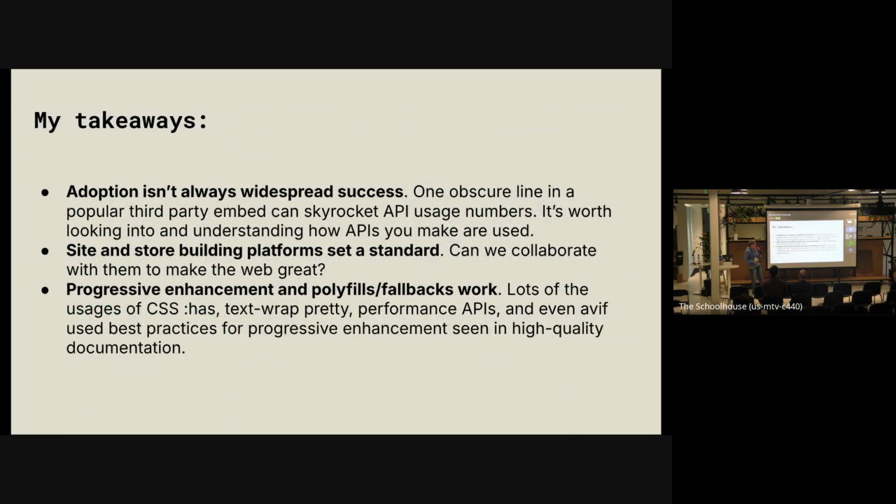So I had some takeaways: adoption isn't always widespread success. I think everybody should look at when your API is successful, how is it being used? I do feel like the site building platforms and the stores are really setting a standard, and they might be somebody to consider collaborating with. And then progressive enhancement, polyfills and fallbacks seem to be working really well. A lot of the cases I found were either really clear progressive enhancement or fallbacks being used a lot.